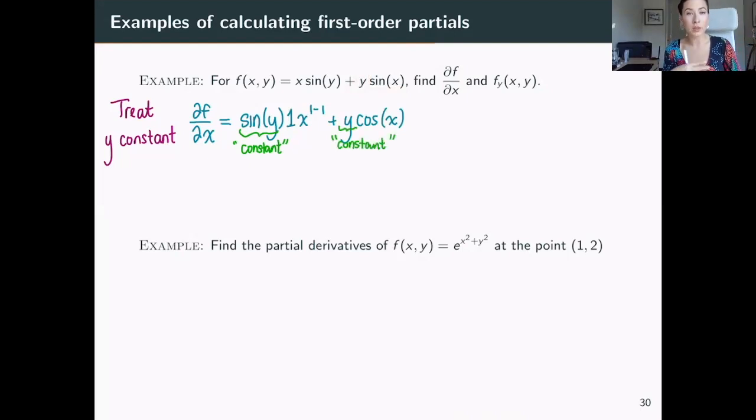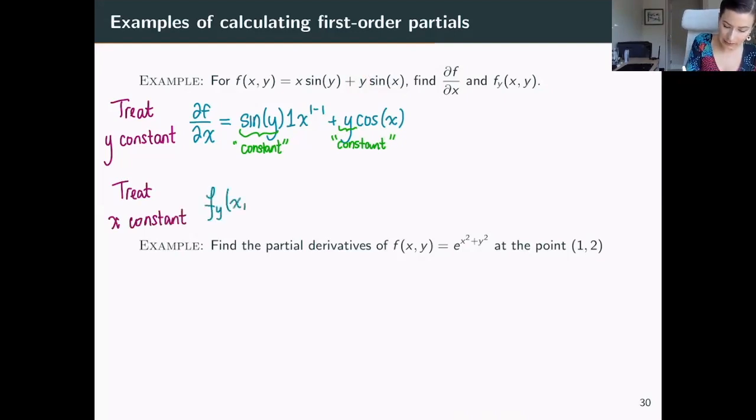For our partial with respect to y, we do the exact same thing, except we are going to treat x as constant. So to find our f_y(x, y), now I'm treating my x as a constant. The derivative of sine of y will be cos of y. So I have x, a number, times cosine of y.